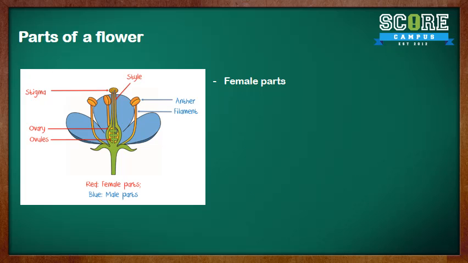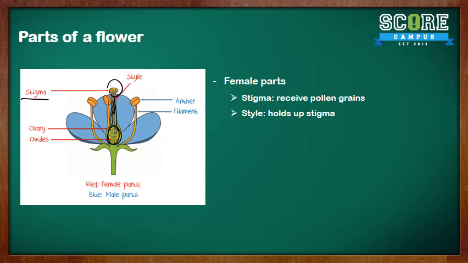Now moving on to the female parts. We have the stigma. As you can see here, this is the stigma. The stigma is the first female part of the flower to receive the pollen grains. The style, this is your style. It holds up the stigma and leads down to the ovary that contains the ovules. The ovary is this whole thing over here, and it contains the ovules.